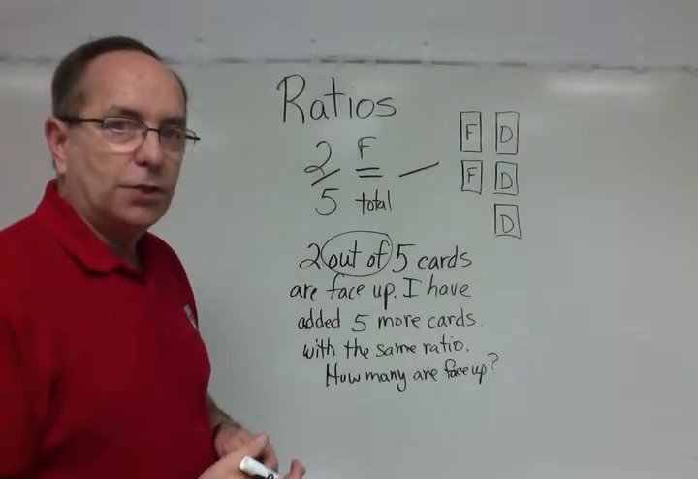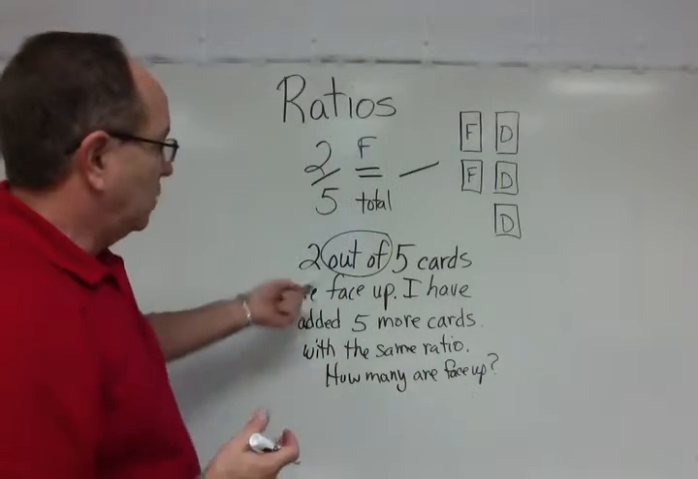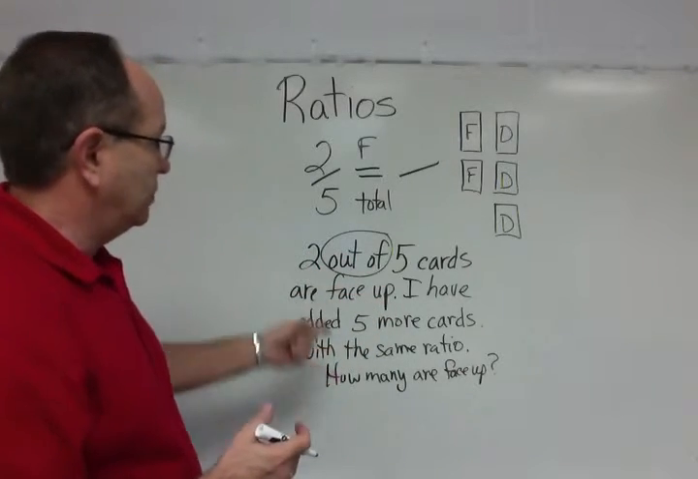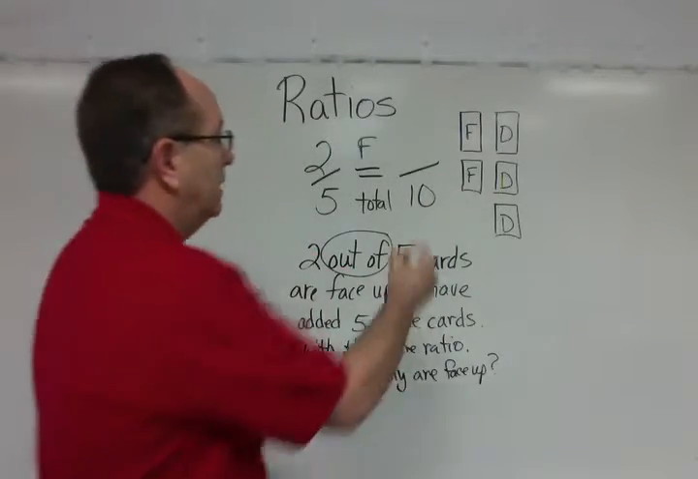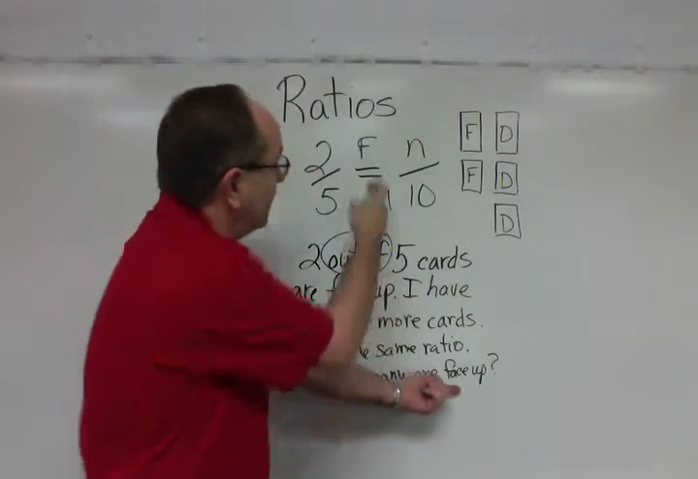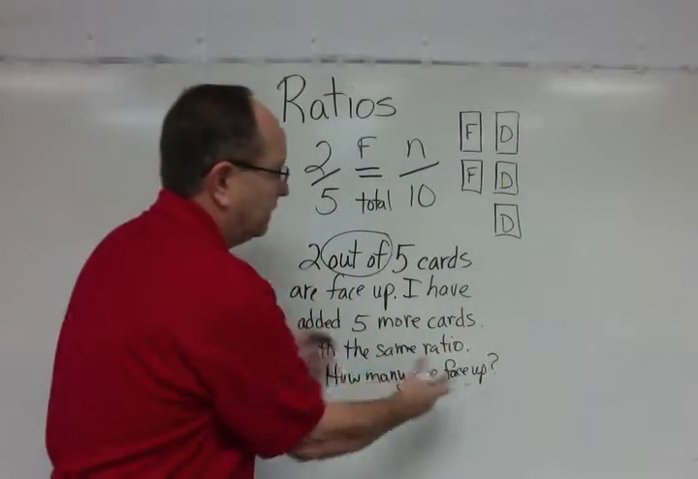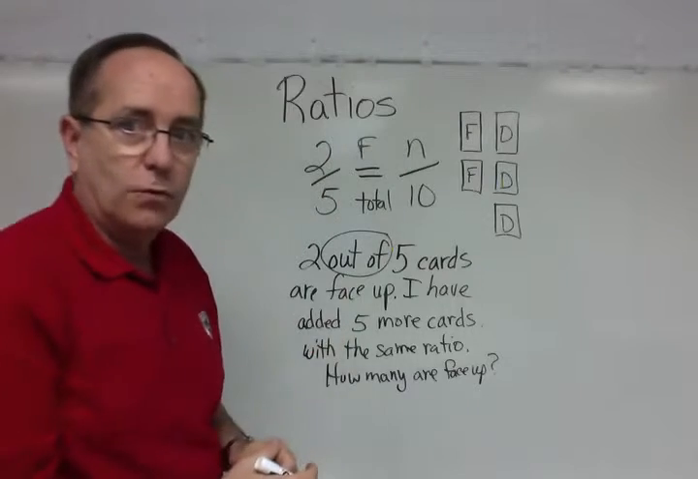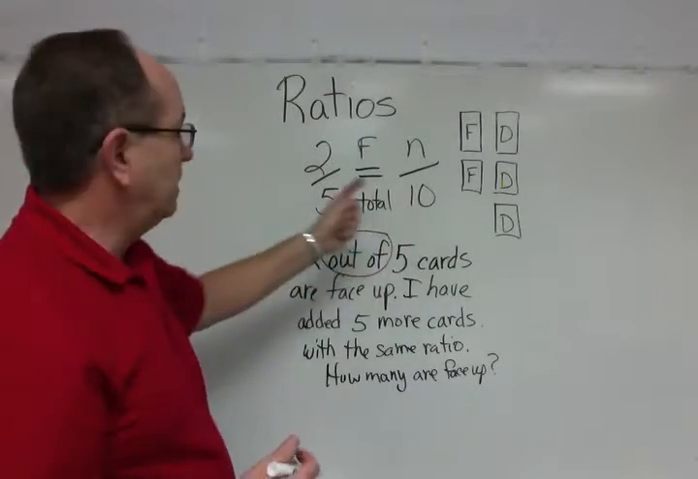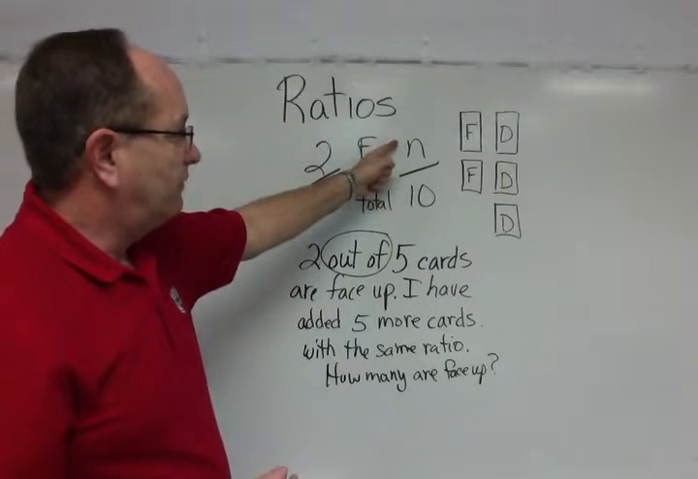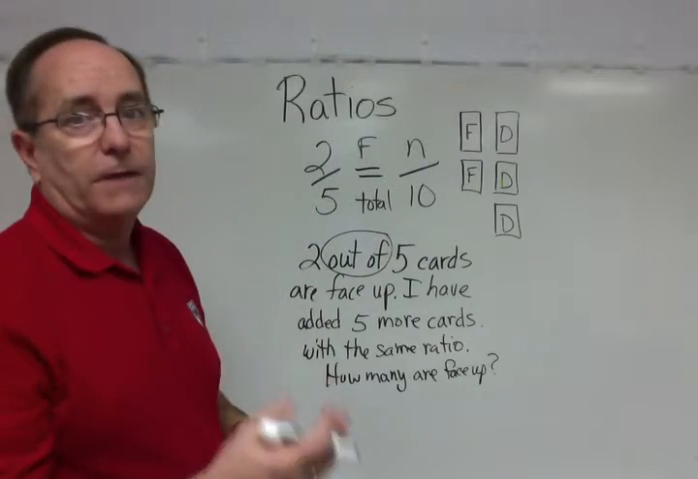Okay, so what information do I have to fill in this rate format so I can solve this? Well, if I add 5 more cards, 5 plus 5 is 10, goes here. I want to know, again, face up. That's what I'm trying to find, the unknown. So again, if I take the information I know and build it into my rate format, I can then solve this. So 2 times 10 is 20, divided by 5, so 4 would go in. So this answer would be, I have 4 face-up cards now.